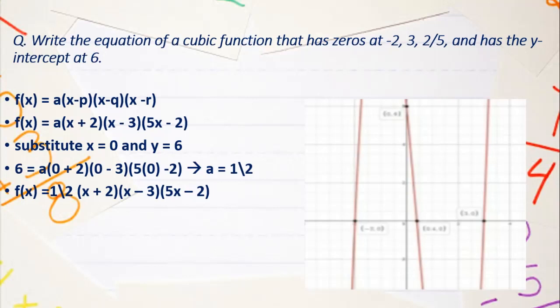And in the end, we substitute all the values in. f of x equals 1 over 2, x plus 2, x minus 3, 5x minus 2. We just have to find the value of a so that we can substitute its value to make the complete equation.